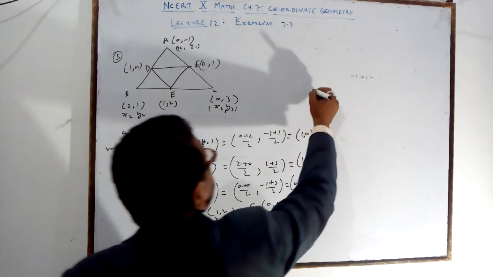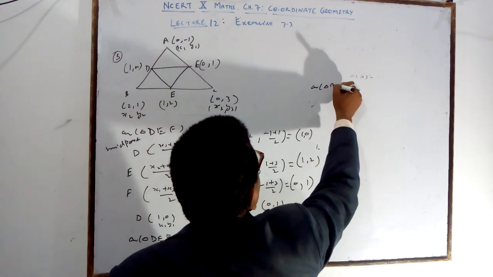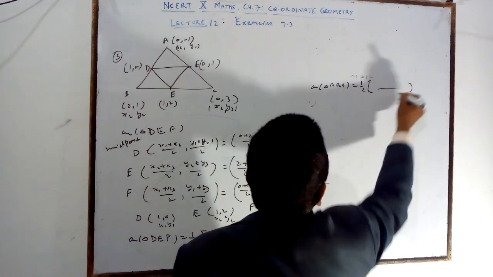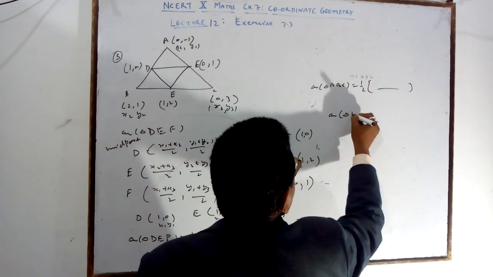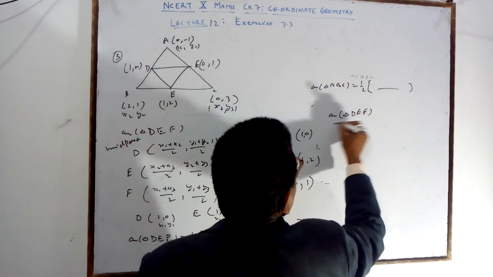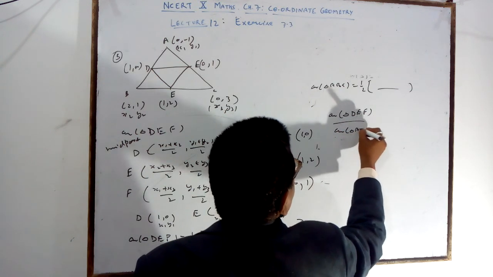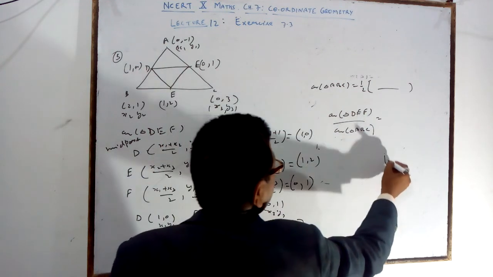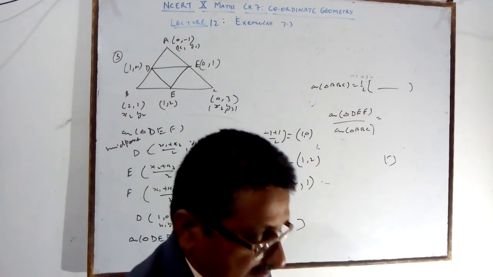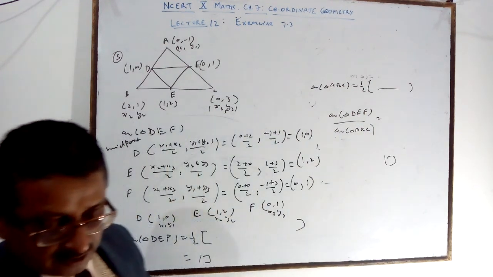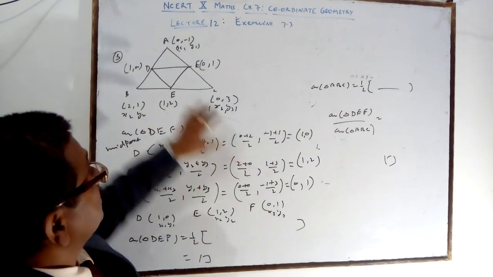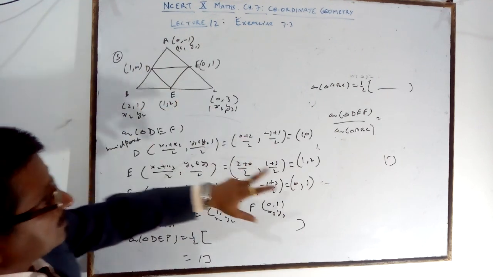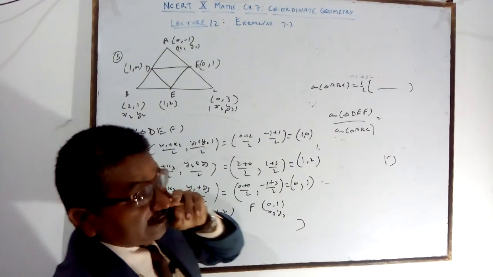Another answer: again find the area of triangle ABC by the same formula, half. Then the area of triangle DEF upon the area of triangle ABC is what you want to find out. Put in the values, and after solving you will get your result. It will be 1:4. You know from the triangle chapter, it is 1/4 of the full triangle. So you will get the area ratio 1:4.